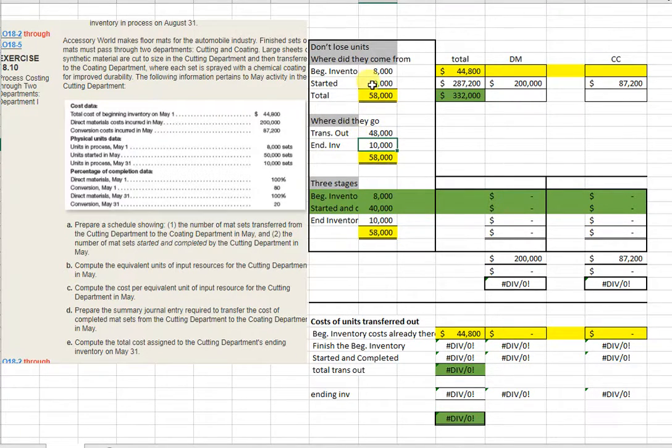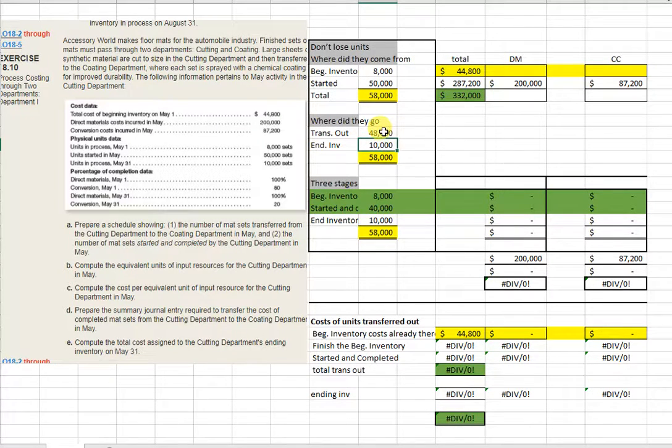There's only 2 things that can happen to our units. They either were finished or not finished. Now here's the problem. I know this 44,800 has to do with the units transferred out, but this 287,200 needs to be split between some were transferred out and some were not transferred out. So here's my problem. How do I figure out a cost per unit so I can split them between these?